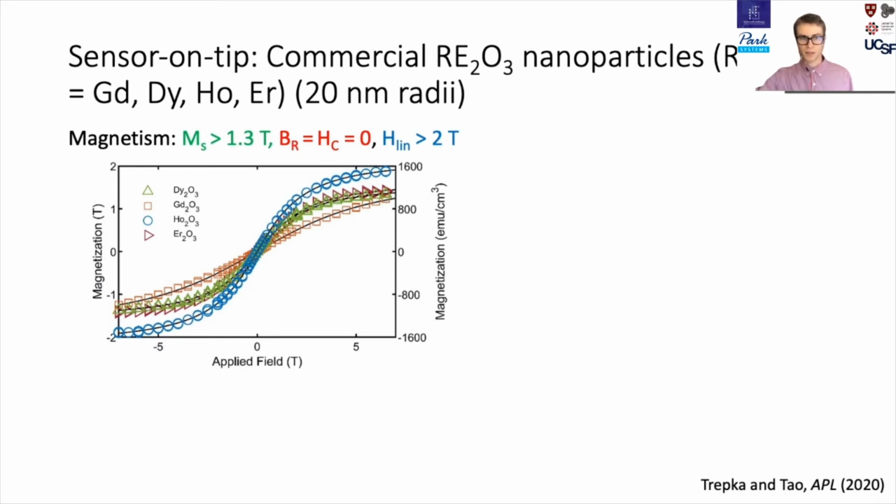which makes this lack of hysteresis ideal for scanning probe and quantitative applications where we need to rapidly switch back and forth, but we don't want any hysteresis losses. And once again, you see that the linear range is above 2 Tesla.